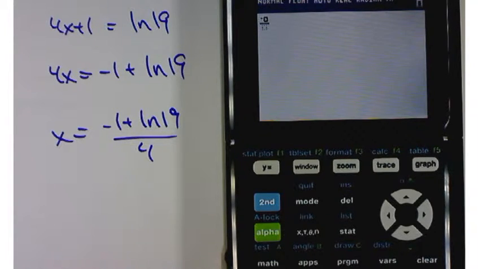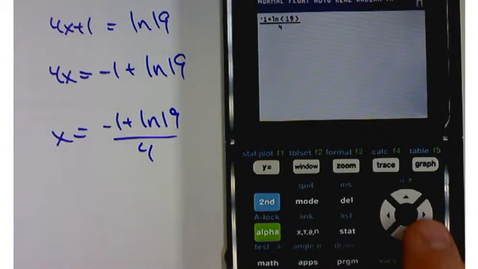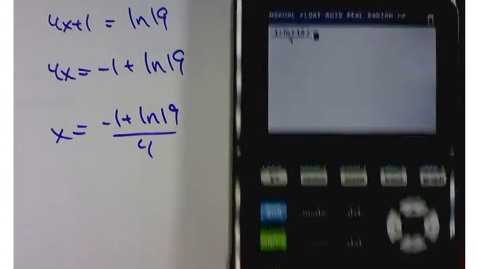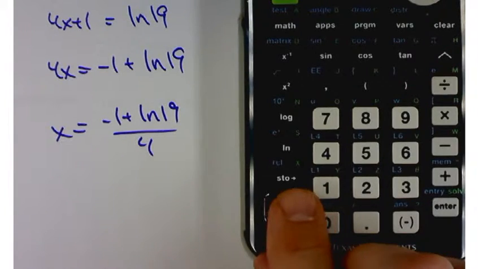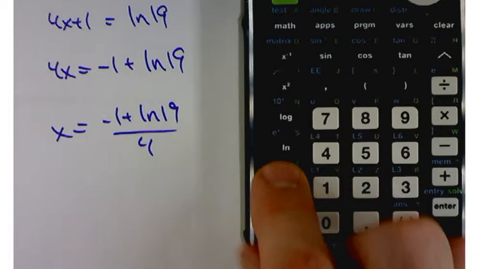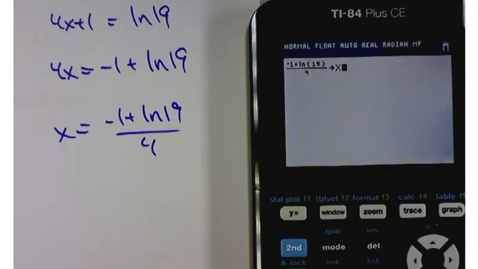I want -1 plus ln of 19. It's a good habit just to close off the parenthesis. Every left parenthesis deserves a right parenthesis. Divided by 4. Don't hit the enter key yet. Hit the right arrow. And once you have that entered, we're going to store that. So store in x. You should be able to get something like that.